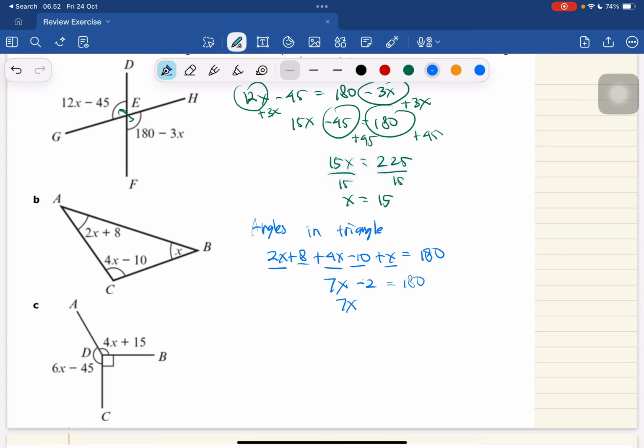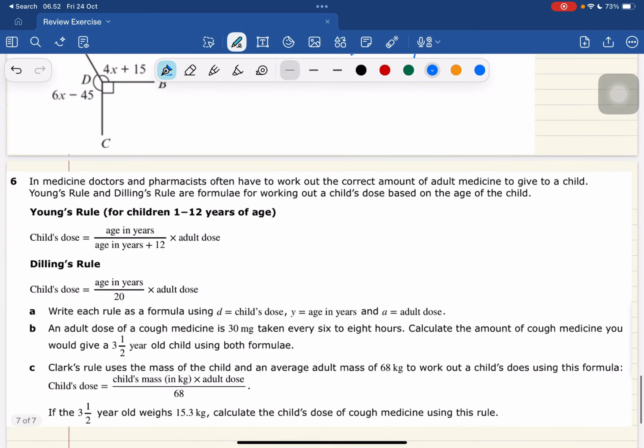So 7x, we plus 2, do the same thing to the right side. So equal to 182. So to make it only x, we have to divide by 7 and do the same thing to the right side. So x equal to 182 divided by 7. So it's going to be 26.